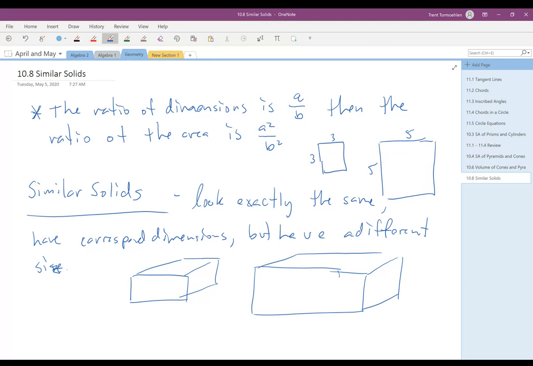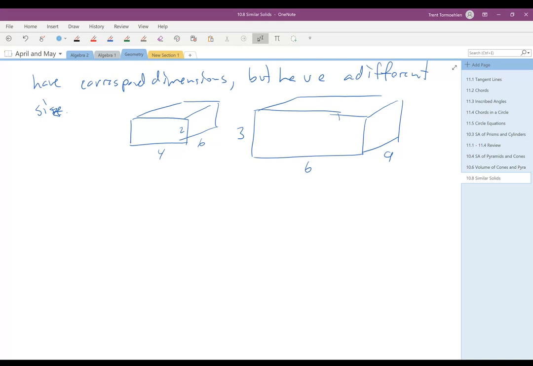There are three dimensions that we're worried about here. Let's say this one is 4, 2, and 6. Then this one would have to be something like 6, 3, and 9, where you multiplied each of the sides by 1.5. You can see the ratios are 2 to 3, 4 to 6, 6 to 9, all of which are 2 to 3. When you get into three dimensions, we now add a third measurement, and that is volume.